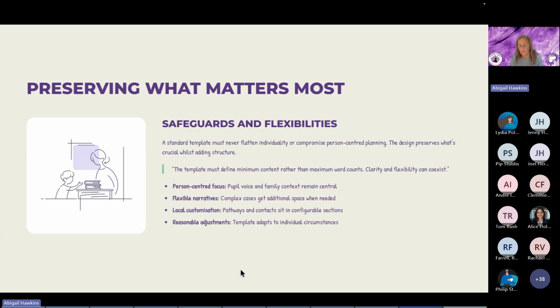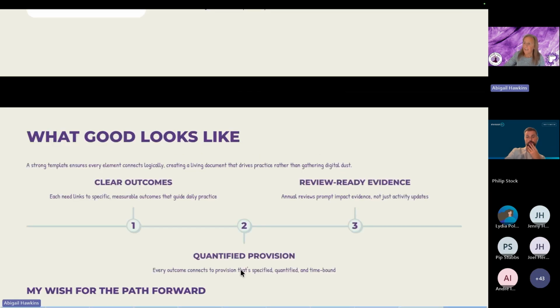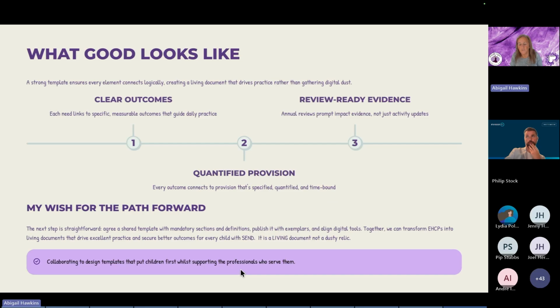So we need to keep that person-centered focus. We need the flexible narrative, so we're not losing that. We need that local customization, but without it becoming an entirely different template, and we need reasonable adjustments. And then my final slide just says, what do I personally think good looks like?